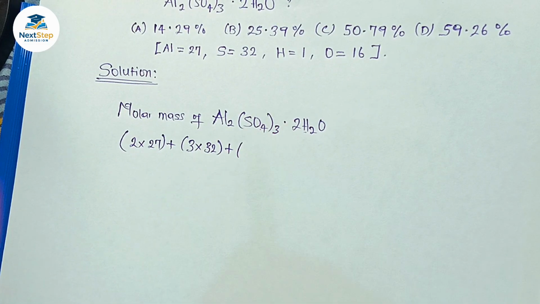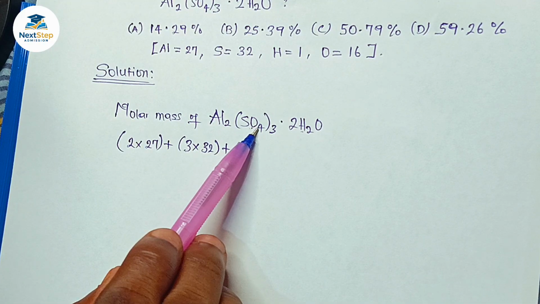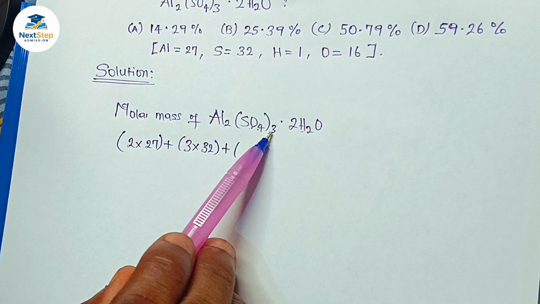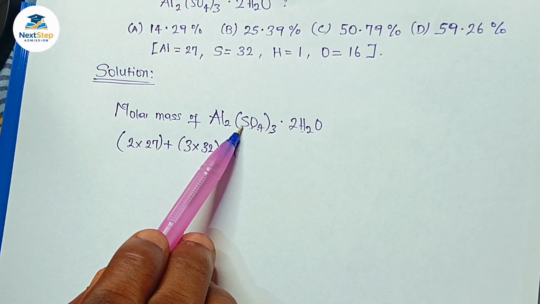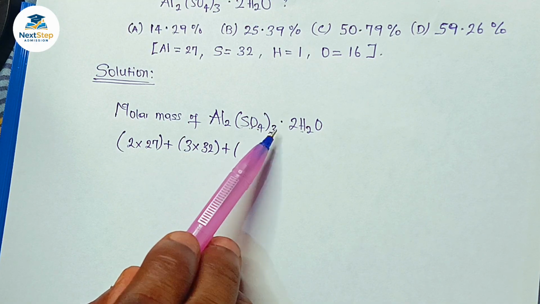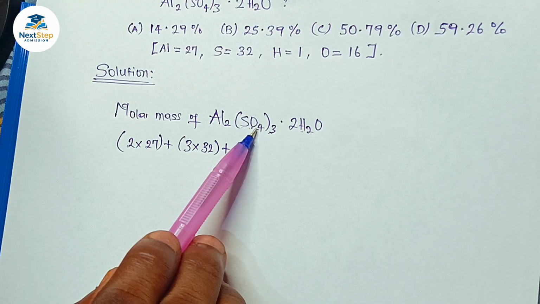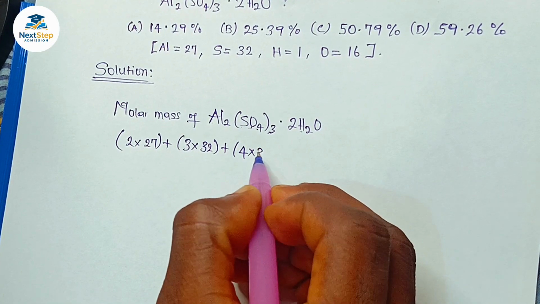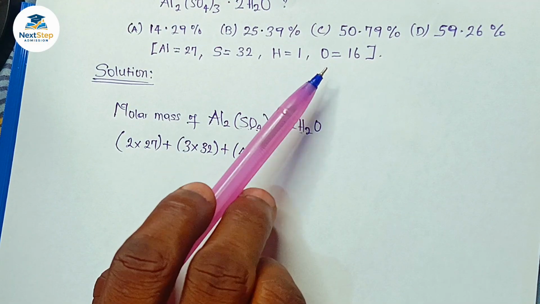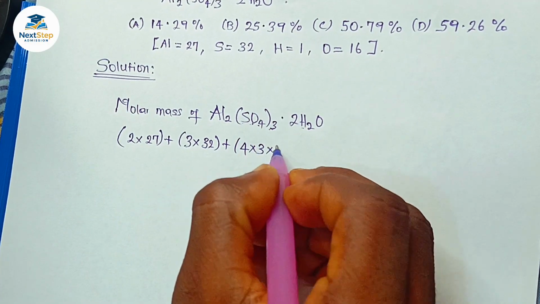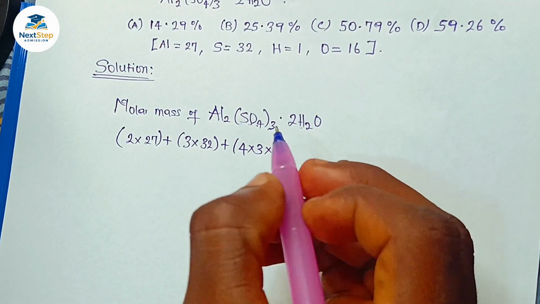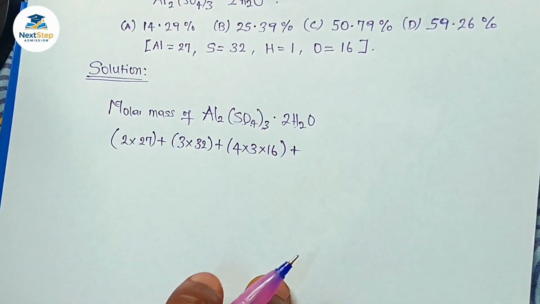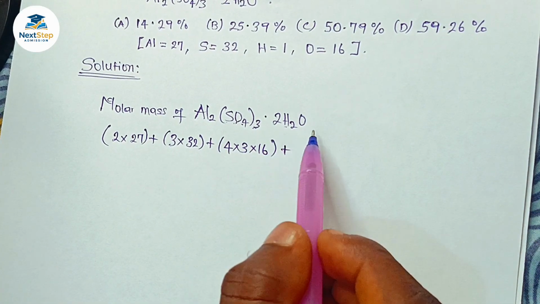Now you have to be careful here. Oxygen, how many oxygen is here? 4, but this 3 is also affecting it. Just like the way I use this 3 to multiply the 1 sulfur that we have, I'm going to be using this 3 to multiply the 4 oxygen that I have in this bracket, and that will be 4 times 3. Then what is the mass of oxygen? That is 16. Do you see that? So I'm going to close the bracket, then plus, so we come to the water of crystallization.